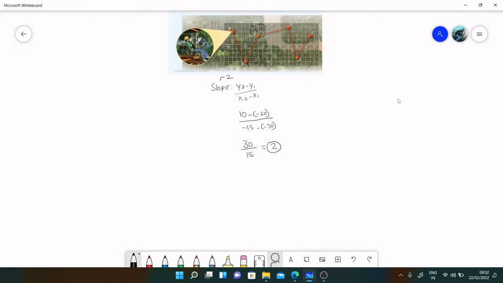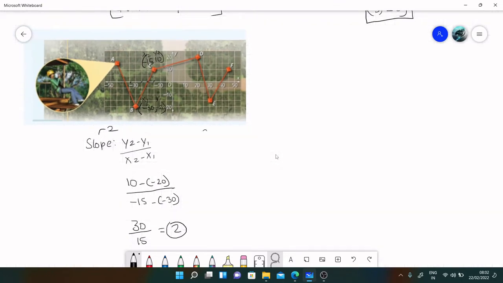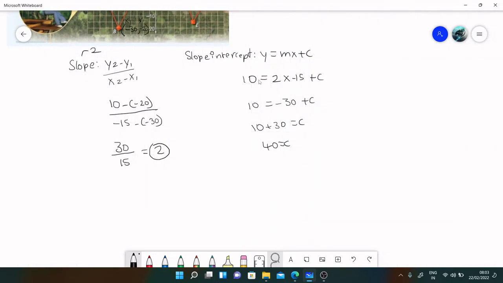Now that we have that value, let's use the slope intercept form first. Slope intercept form, that's y equals mx plus c. We need one set of coordinates, so let's just take 10 and minus 15. So 10 equals 2 into minus 15 plus c. So 10 equals minus 30 plus c. We need to find out what is c. So if we move 30 to this side, it's 10 plus 30 equals c. So it's 40 equals c. Now c is 40. So we just need to plug in the values now.